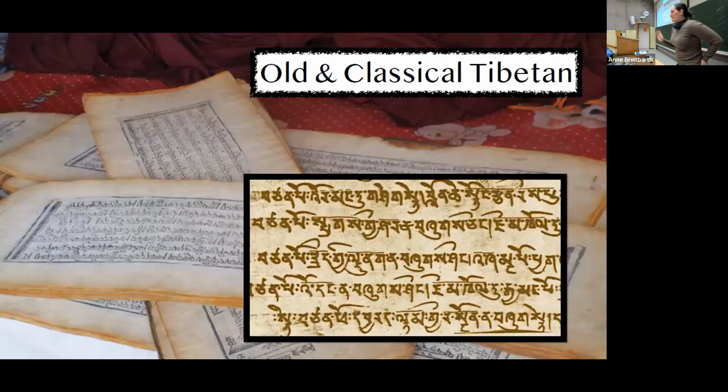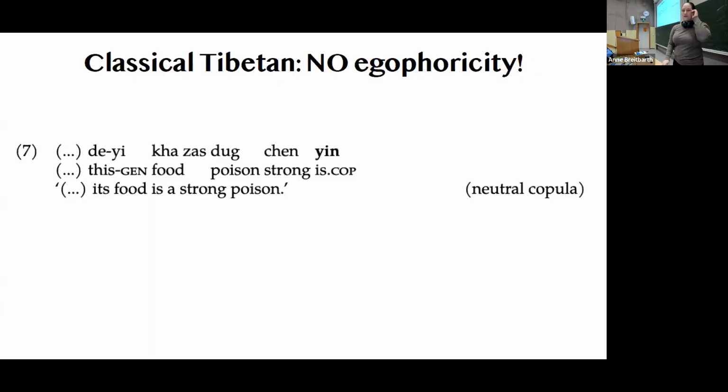Right. Now, going back, as I mentioned, to Old and Classical Tibetan. I'm mentioning Kathmandu Newar and Kaike first because they're not Tibetan languages. Now, Old and Classical Tibetan, this is where we have the manuscripts, and I already showed you how we did the corpora for that. But basically, there's no egophoricity there. What you do have is this copula form yin, and the yin later on turns into an egophoric. So if you say "its food is a strong poison," then you have de kazidukta yin. But this yin is just neutral. There's nothing egophoric.